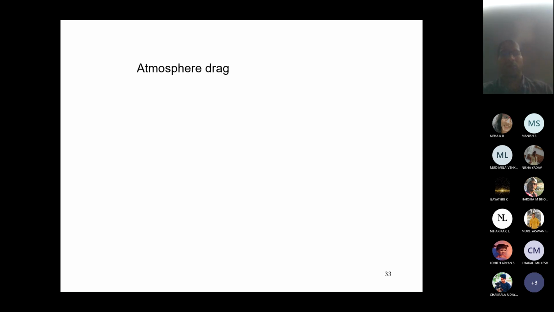Now come to one more parameter, that is called atmosphere drag. So we have discussed two parameters, and this is the third parameter. What do you mean by atmosphere drag? Atmospheric drag is related to gravity. For example, and this is more dangerous.